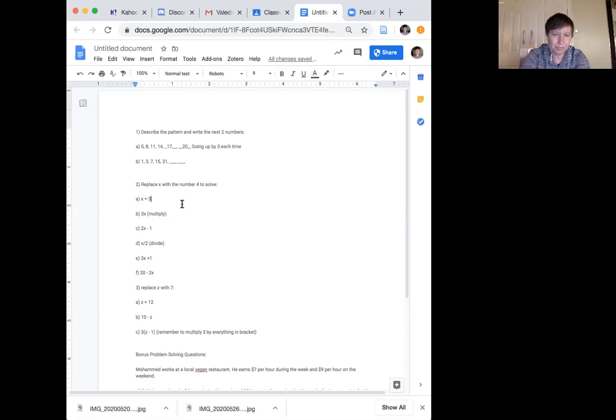For number 2, it says replace x with the number 4 to solve. It says x plus 5. So all I have to do is replace x with the number 4. So 4 plus 5 equals, add them together, you'll get your answer. On this one, it's 3x. 3x means multiply, and I put that in brackets for you. You just have to multiply. So 3 times x, which is the same as 3 times 4, because we're replacing x with 4. So 3 times 4, put your answer.